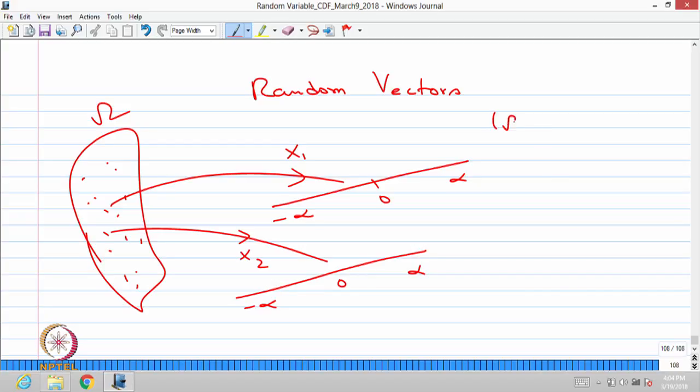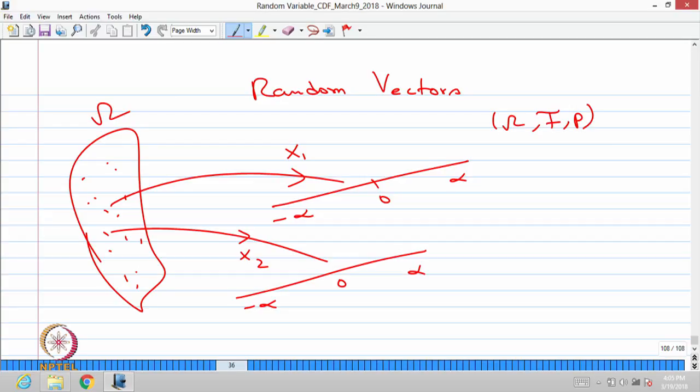That means you have a probability space, omega, F, P. Omega is a collection of all possible outcomes, F is the sigma field on omega, and P is the set function satisfying the three Kolmogorov axiomatic conditions. Therefore, P is a probability, so this is a probability space. In this probability space x1 is defined, and in the same probability space x2 is defined. Like that, many more random variables are defined in the same omega.